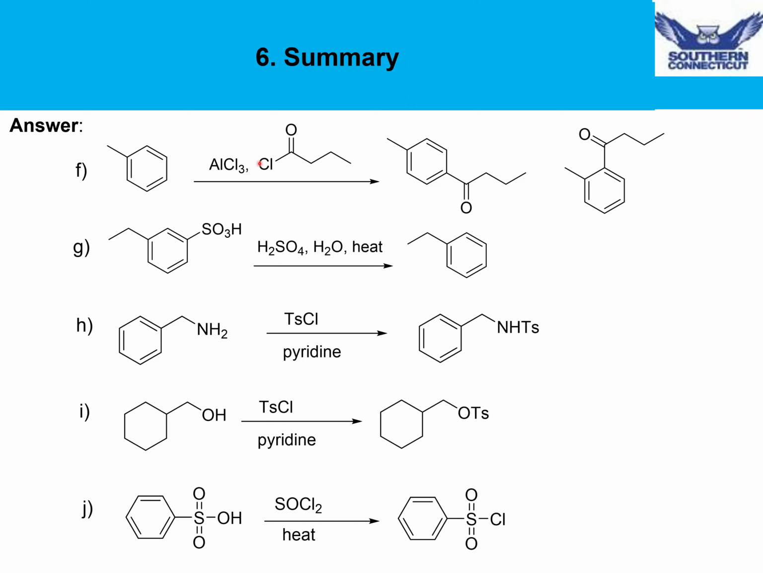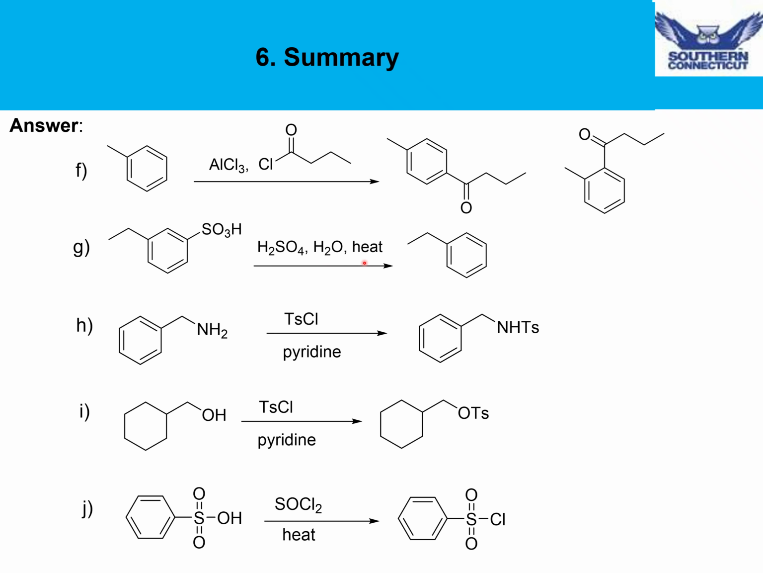The first reaction shown here is an example of a Friedel-Crafts acylation involving aluminum trichloride, which will remove this chlorine from an acid chloride and allow us to add an acyl group to the ortho or para position of this methyl group. Methyl groups are generally ortho para directing, so for that reason we get the para substituted product as well as the ortho substituted product.